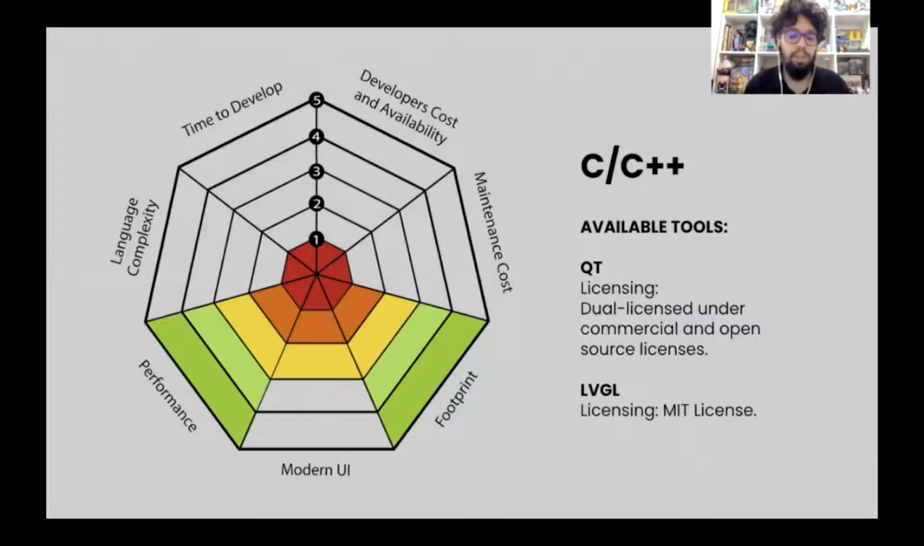Considering Qt and LVGL, we are able to deliver modern UIs. This rating is more about how easy it is to make a modern UI using this language. So it's okay. It's not something that complicated, that far-fetched. And what you're getting from C++ is performance and footprint. So basically, you won't get any better than that.